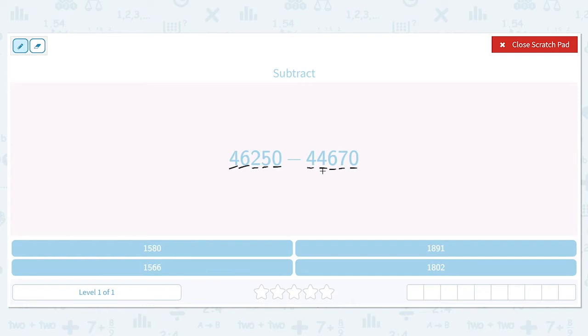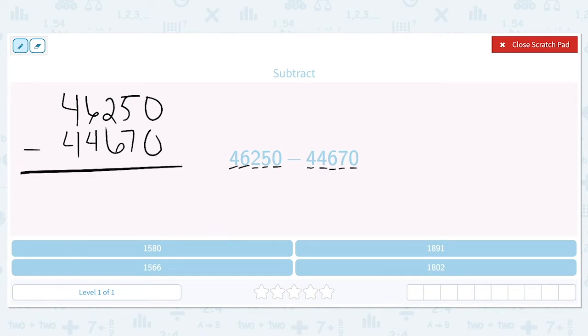When we're going to subtract, we're going to set this up vertically and make sure that the place values are lined up with each other. We're going to say 46,250 minus 44,670. So the ones places are lined up, tens, hundreds, thousands, and 10,000s all line up with each other. And we're going to start on the very right side in the ones column and subtract the top minus the bottom. 0 minus 0 is 0.